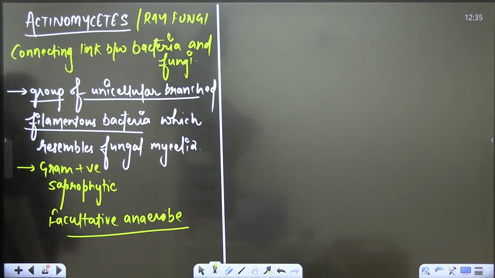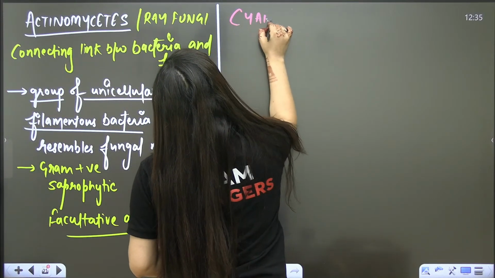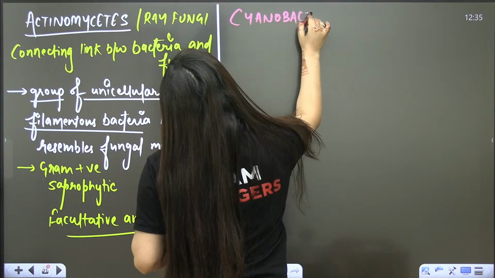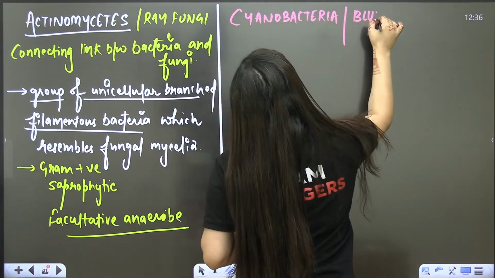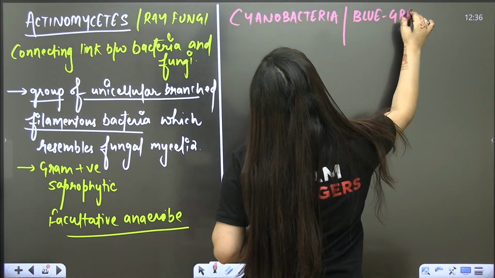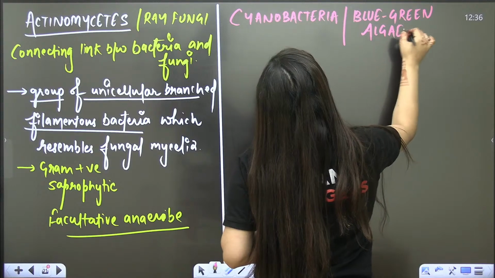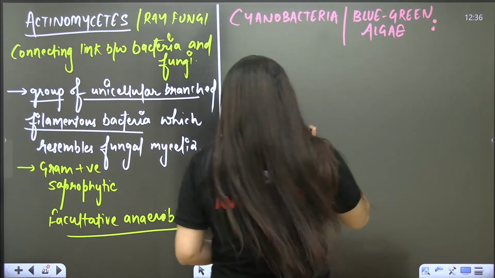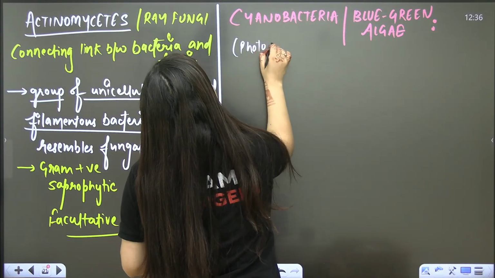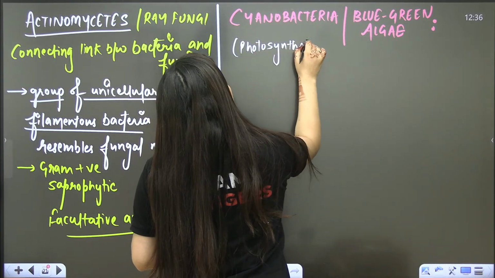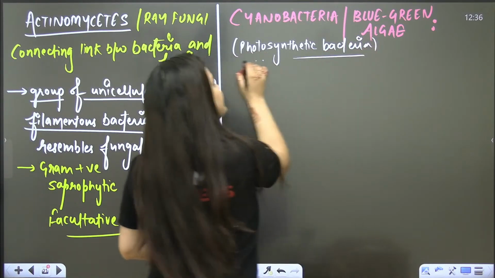Okay, so next is the most important one, that is the cyanobacteria. Right, this is important. It is also known as blue-green algae. It is a photosynthetic bacteria, students. What kind of bacteria is it? It is a photosynthetic bacteria and an oxygenic photosynthetic bacteria.